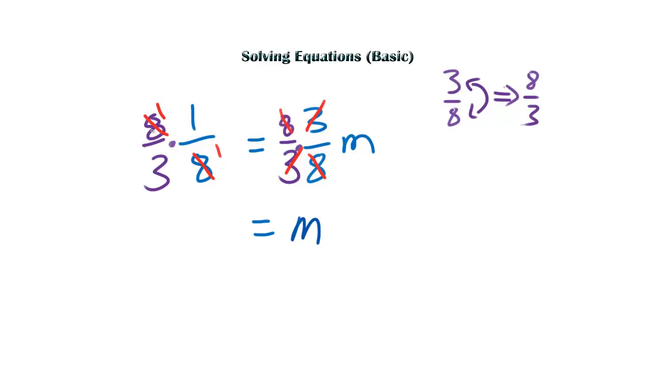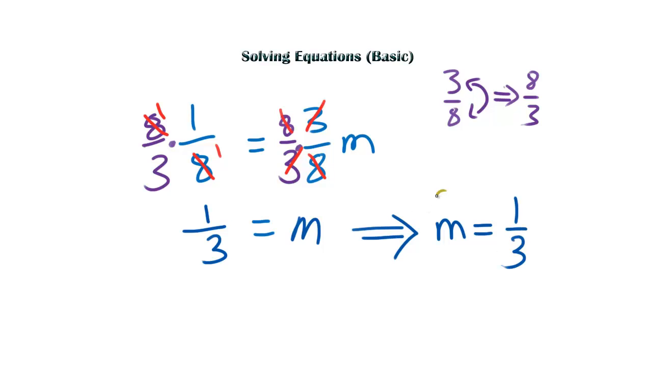So 1 times 1. So this is just a multiplication of fractions problem, right? So we have 1 times 1. That's just 1. Done. 3 times the 1. That's just 3. So draw a little arrow here. So I'm going to just write this where the m is on the left hand side, is equal to the 1 over 3. And guess what? We're done with this one as well.